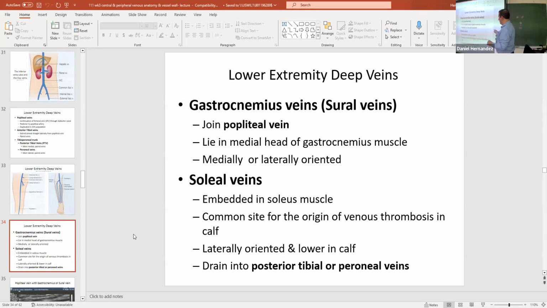But both of these are considered deep veins. So just keep that in mind when you're imaging and get into your professional careers and you see clot or thrombus in these vessels, these are considered DVT. So these are both deep veins. They will both have arteries corresponding with them.